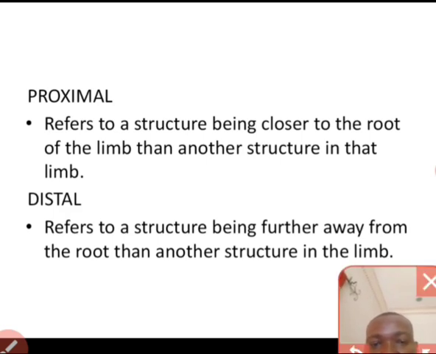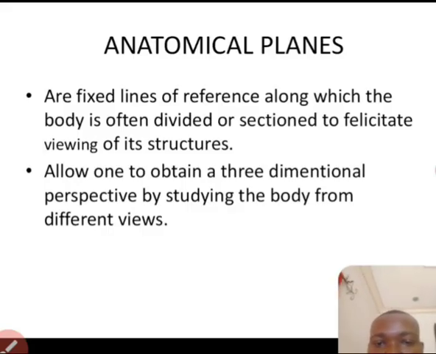Proximal refers to structures being closer to the root of the limb than another structure in the body. Example, the hip is at the proximal end of the leg. Look for some other structures; there are so many that lie proximal to another body structure. Write them. Distal refers to structures being further away from the root than another structure in the limb. Example, the wrist is distal to the elbow.